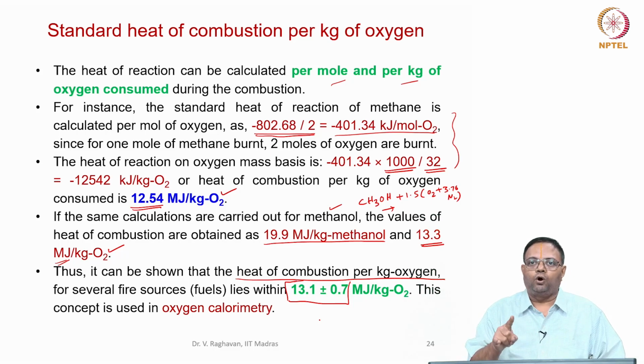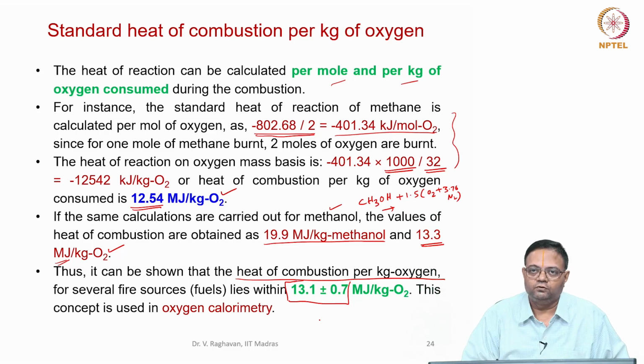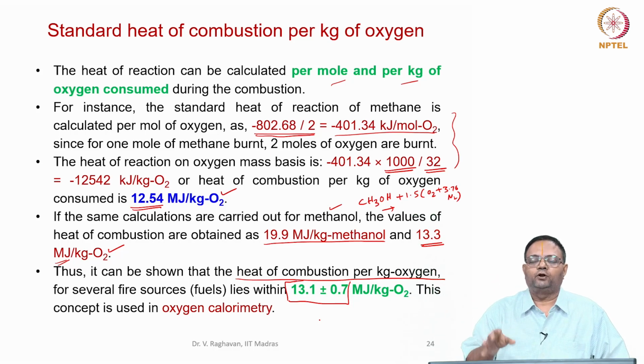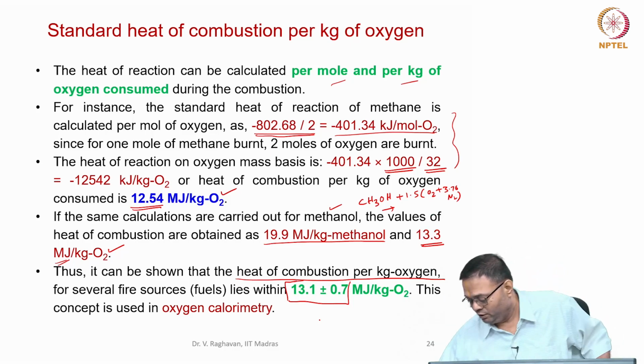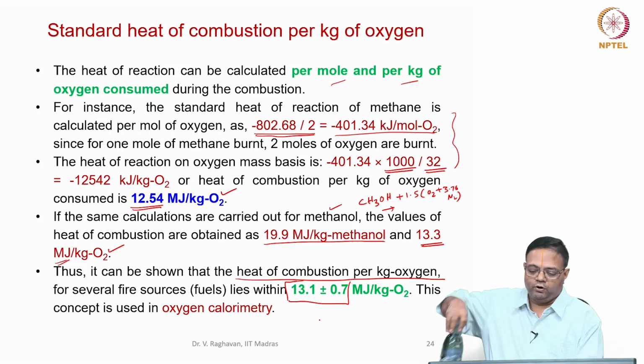That means if you know how much oxygen has been consumed, then we can find the heat release. Just take the value as 13.1 megajoules per kg of oxygen and multiply it with the oxygen which is consumed. That will give you the heat release rate. So, you need not worry about the type of fuel which is used.